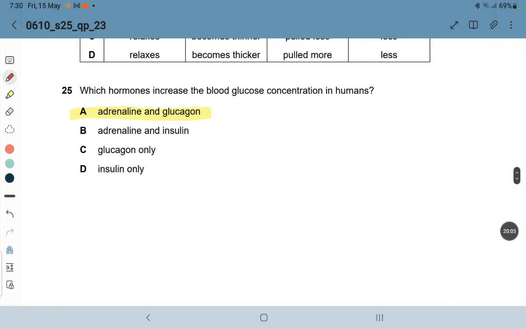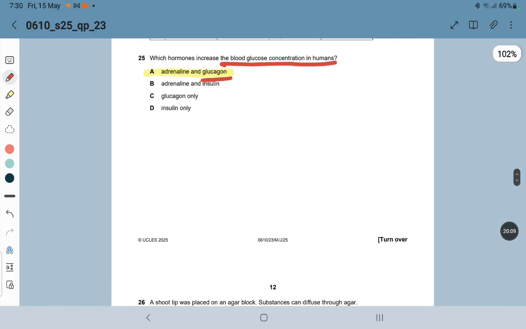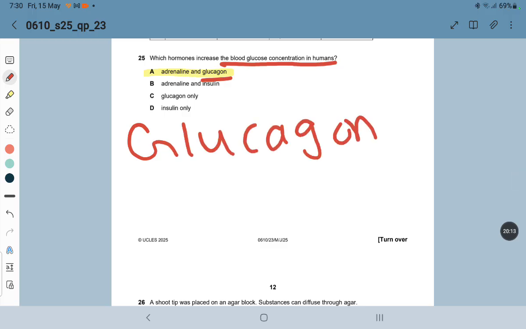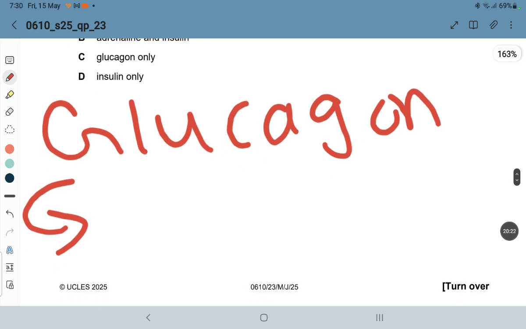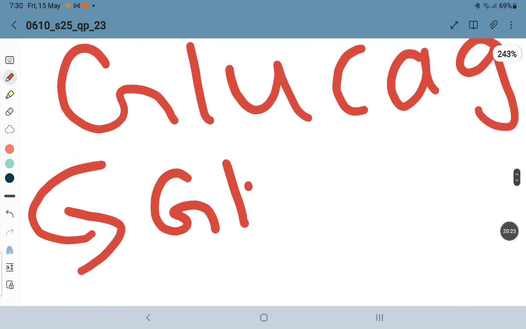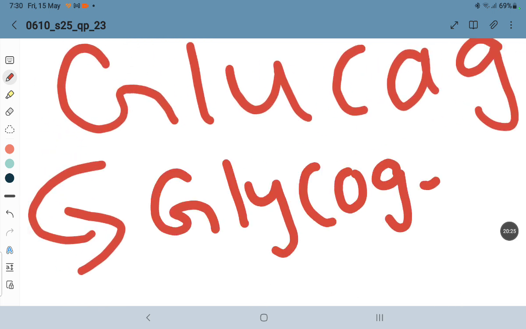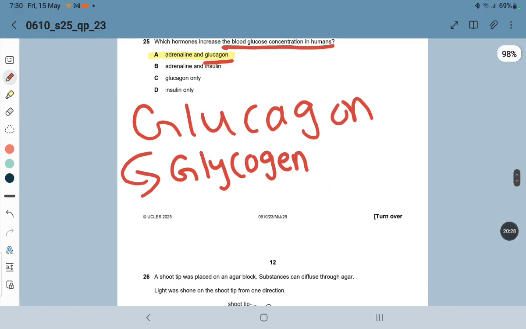Now, which hormones increase the blood glucose concentration in humans? Of course, adrenaline and glucagon. You will tell me how glucagon does it, because basically glucagon breaks down glycogen. Okay, it breaks down what? It breaks down glycogen, right? So when glycogen is being broken down, it releases what? It releases glucose for you.